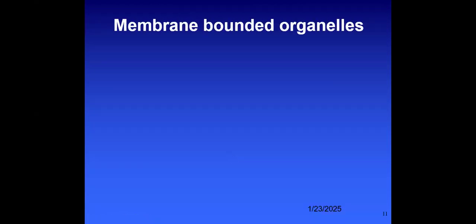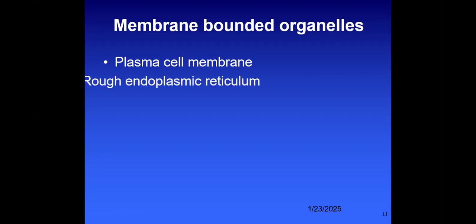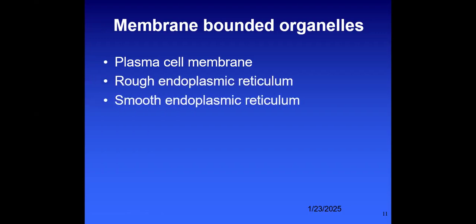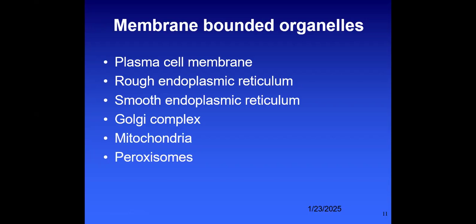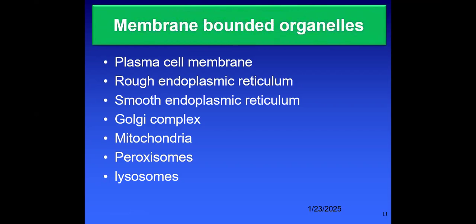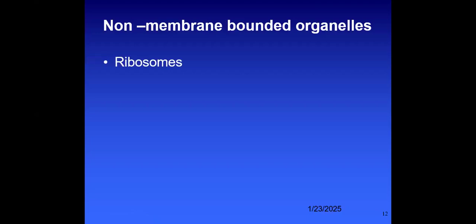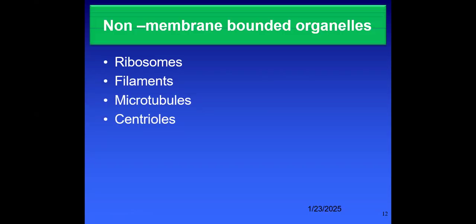Now, what are the membrane bounded organelles? The membrane bounded organelles are the plasma cell membrane, the rough endoplasmic reticulum, smooth endoplasmic reticulum, Golgi complex, mitochondria, peroxisomes, and lysosomes. These all are membrane bounded organelles. On the other hand, the non-membrane bounded organelles are the ribosomes, the filaments, the microtubules, and centrioles, and these four can be called the non-membrane bounded organelles.